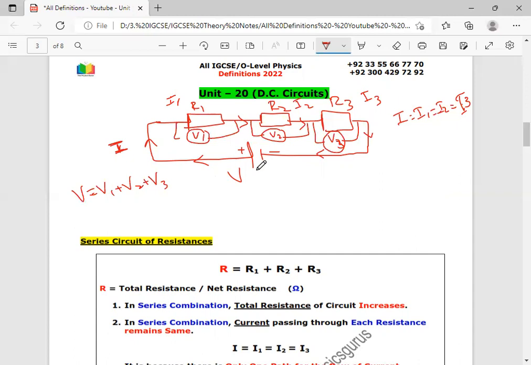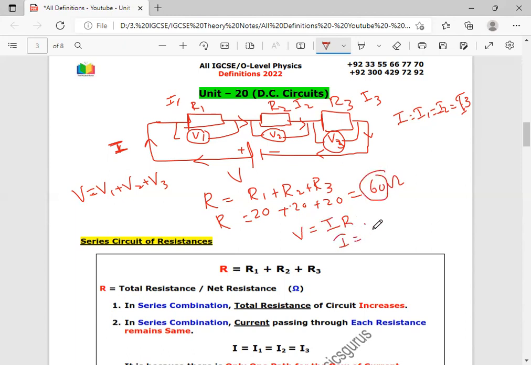Now, how can we calculate the current? In series circuit, total resistance can be calculated by this: R is equal to R1 plus R2 plus R3. Let's suppose there are three resistors, 20 ohm plus 20 ohm plus 20 ohm. So the total resistance of the circuit will be 60 ohm. And how can we calculate the current passing through the circuit? V is equal to IR, and we will use this value, and I is equal to V over R. So in this way we can calculate the current.